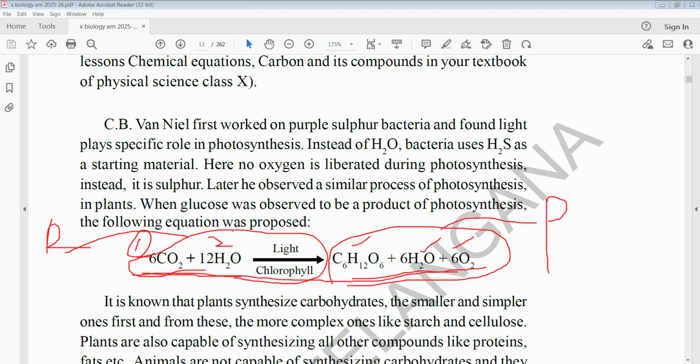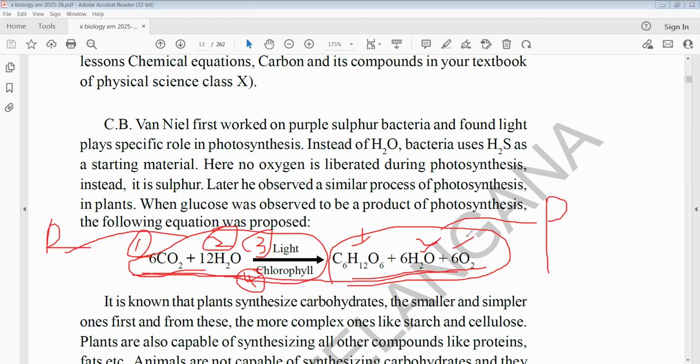Number two reactant is water. Number three reactant is light. Number four reactant is chlorophyll. So these are the four reactants required to carry out photosynthesis. Let us go to the products. There will be three products in photosynthesis. Number one, glucose, nothing but carbohydrate. Number two, water. Number three, oxygen.